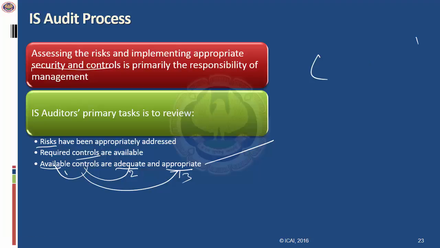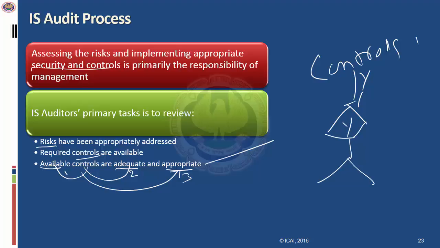So, you've got controls which are available. When you look at controls, are they available? First question: you say yes. Okay. Next question you're going to ask: are they adequate? And you say it is no.